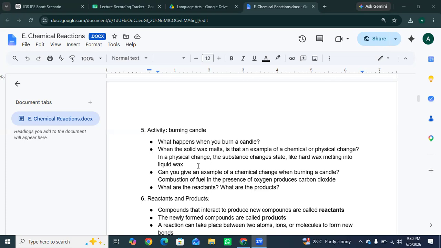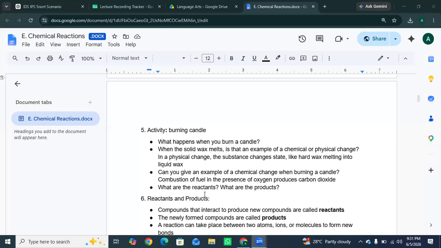Why? Because when the hard wax turns into liquid wax, it is just changing its physical state. No new substance is made. Okay? It is still wax. Okay? Can you give an example of a chemical change when burning a candle? Combustion of fuel in the presence of oxygen produces carbon dioxide. Okay, so the fuel in the wax reacts with oxygen in the air to create carbon dioxide, water vapors, heat, and light.